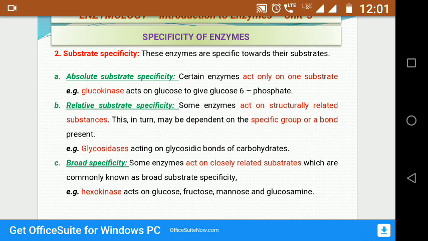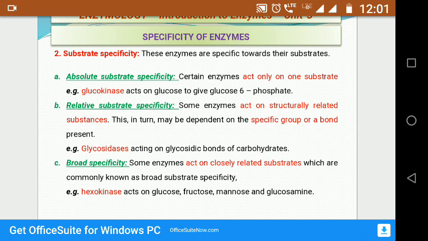Glucokinase acts specifically on glucose and phosphorylates it to form glucose 6 phosphate. In case of hexokinase, for example, hexokinase acts on glucose, fructose, okay, galactose and many more other hexose sugars. Okay, so that is not absolutely specific for a particular substrate. So absolute substrate specificity means it strictly binds one particular substrate only.